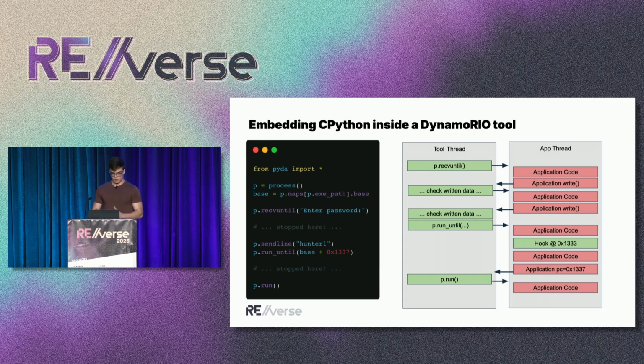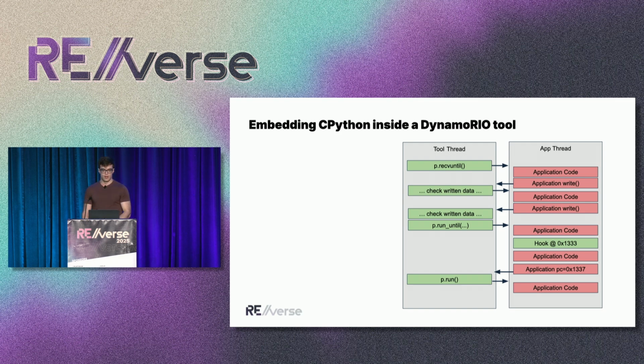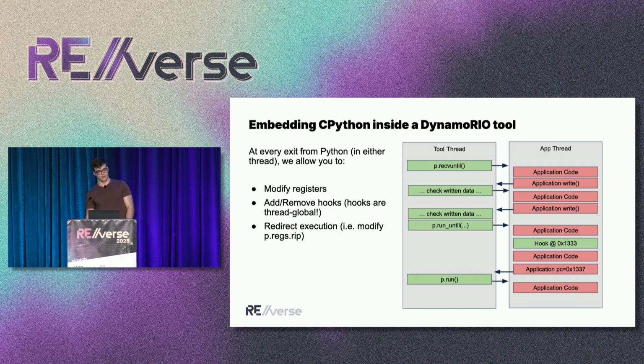So what does our tool actually have to do here, on top of what's already done in the dynamic instrumentation framework? Basically, at every exit from Python, after every green block, we allow you to modify registers, add and remove hooks, and redirect execution. So if you do any of these things in your Python code, we have to forward that properly to DynamoRIO and let it know of these modifications. We also have to handle a bunch of other weird events. If you create a new thread, we give you the opportunity to hook that as an event in the tool. Additionally, if you hit a seg fault, we'll raise that as a Python exception so you can handle it if you want to.